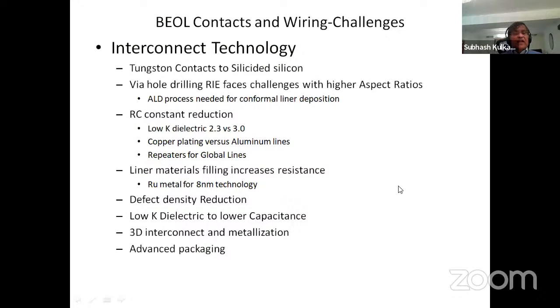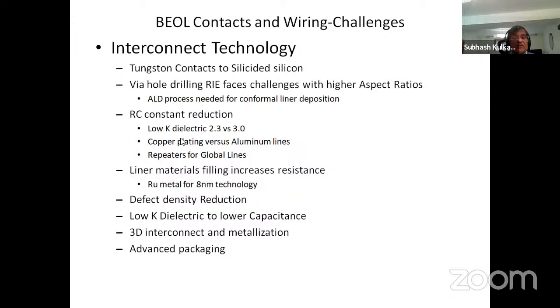Now, in the interconnect technology, I'll talk about in a few more slides. The challenges are we got to get tungsten in contact with silicided silicon, and these dimensions of tungsten contacts are reducing. So processes need to be developed so that you can make conformal fillings without holes. The via drilling in the reactive ion etch with higher aspect ratio continues to be always the challenge, even in the back end as in the front end, and atomic layer deposition process is used. So this one thinks like it will work.